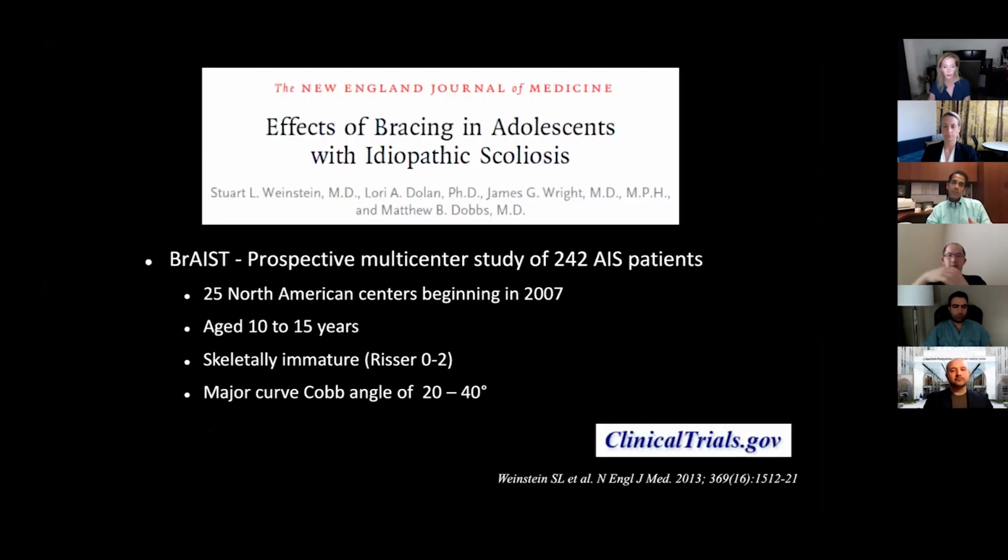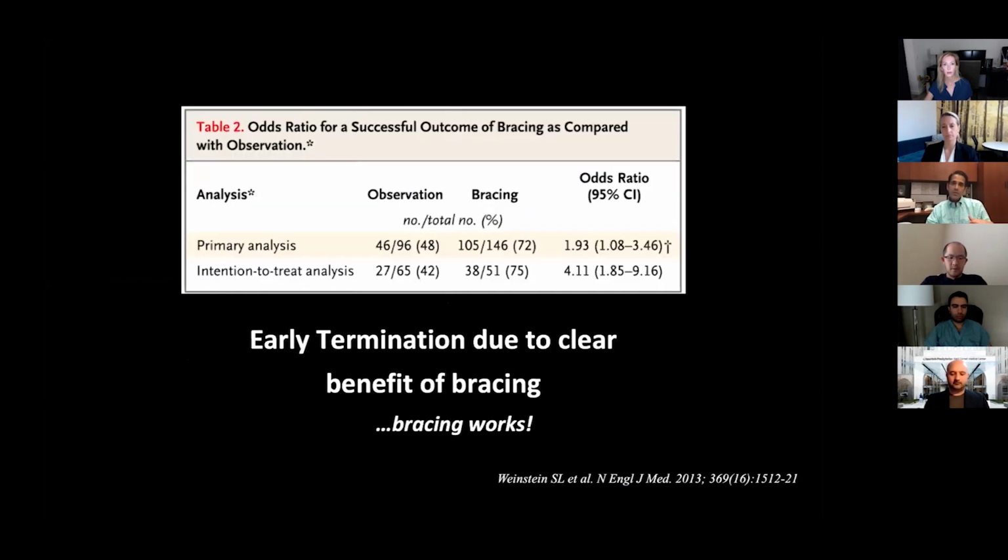The seminal paper that proved that bracing works from Stu Weinstein and colleagues in Iowa, we were one of the centers to enroll patients in that study. It was very well designed, initially level 1, then had a selection arm in which you see the criteria here. The study was stopped before completion because there was a clear benefit from bracing and it was unethical to proceed, with an efficacy anywhere from 72 to 75% of patients who wore a brace avoided surgery.